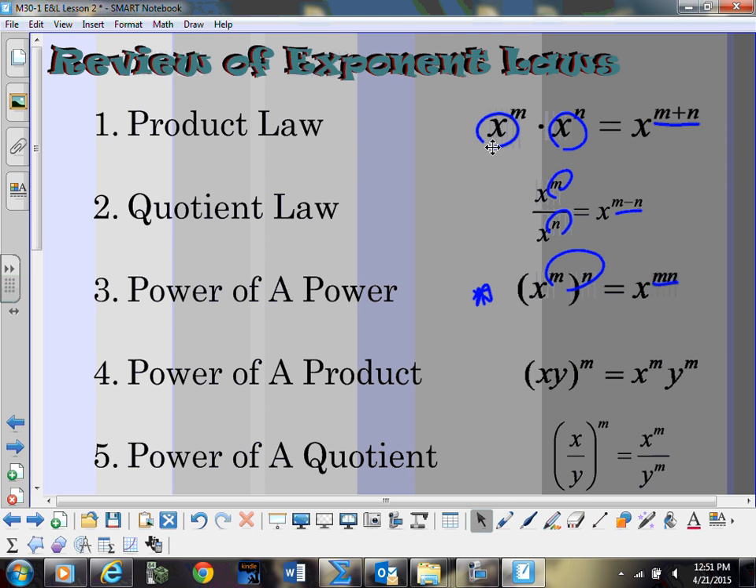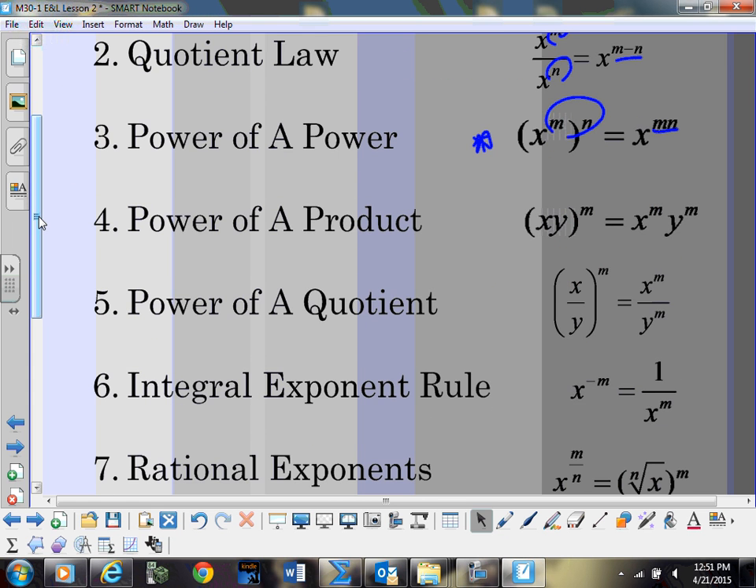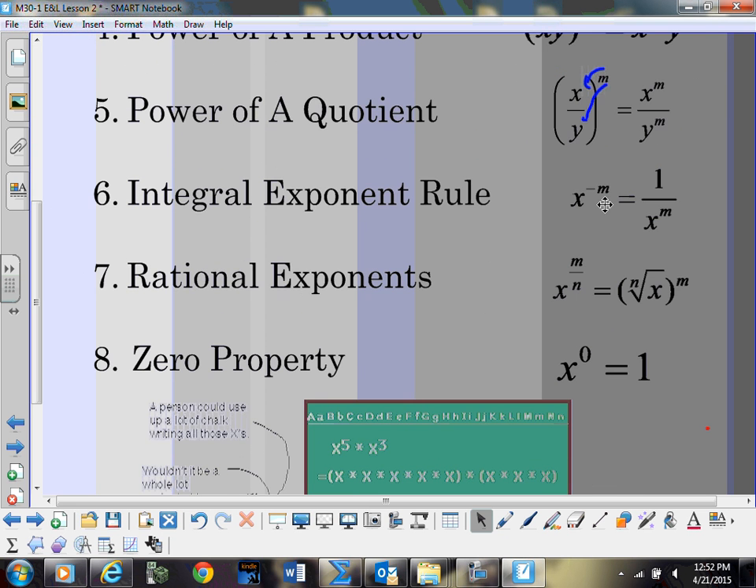Now the next two are, if you have factors in a bracket, the exponent applies to both factors. The exponent is distributed to both. If you're dividing, if you have a fraction in a bracket, for example, the exponent applies to both numerator and denominator. If you have a negative exponent, so this integral law or rule is, if you have a negative exponent, we talked about this in lesson 1, a negative exponent means it's 1 over the positive exponent.